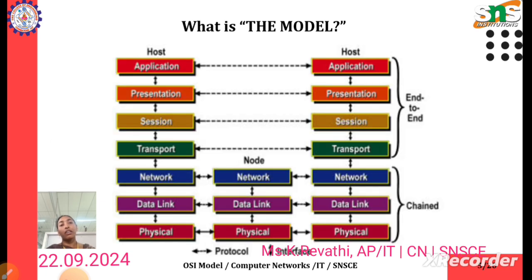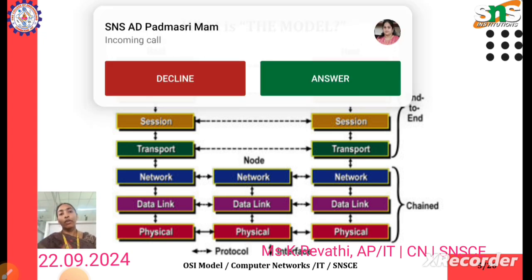These are the 7 layers present in the OSI reference model. First one is application, followed by presentation, session layer, then transport layer, network layer, data link layer, and the last one is the physical layer. This is the sender side, which has 7 layers, and likewise the receiver side also has the same.